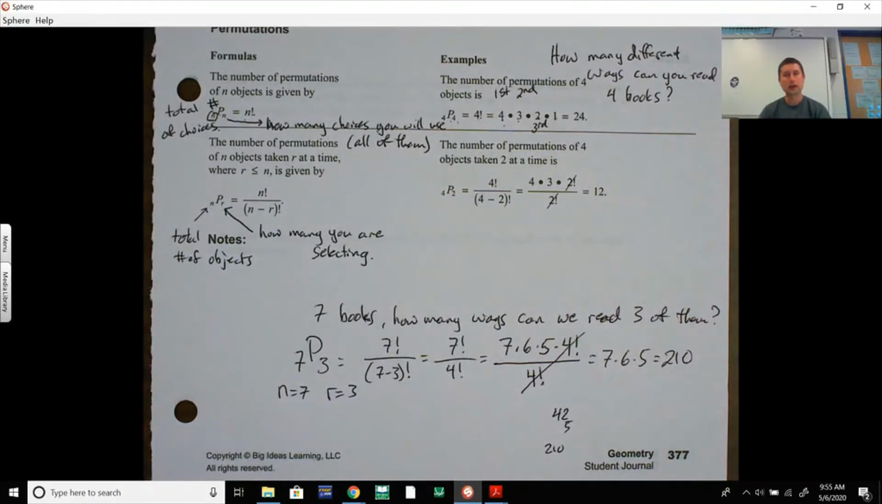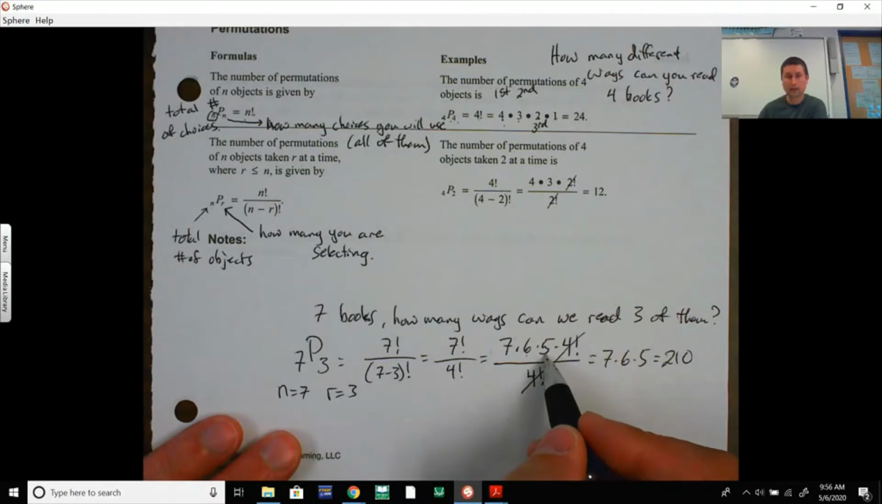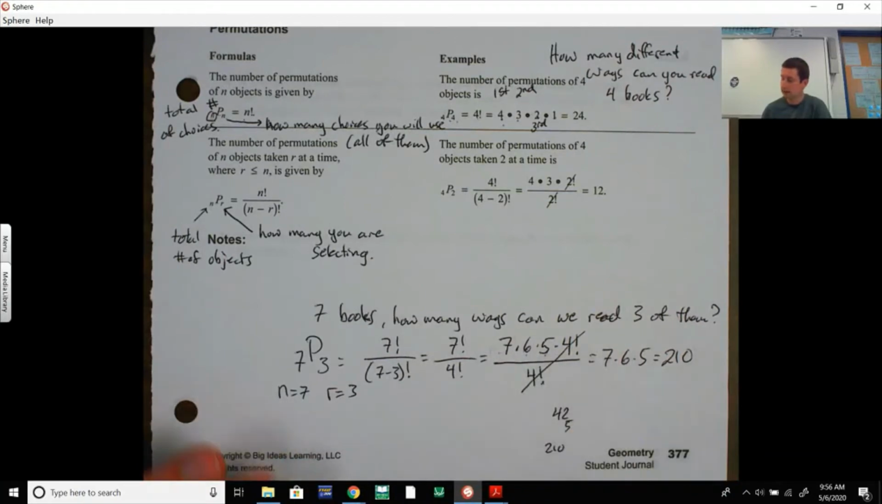Now, think back with permutations to how many options you have for each event. The event of reading a book: at the first book you read, you have 7 options. The second book you read, you've already read one, so now you have 6 options. The third book, you have 1 less, so you only have 5 options. You're only reading 3 books, so if you just take 7 times 6 times 5, 3 numbers down, you get that 210. You wouldn't have to mess with this formula quite as much.